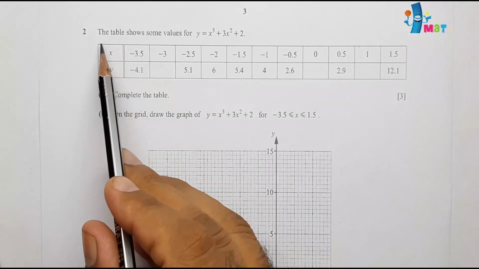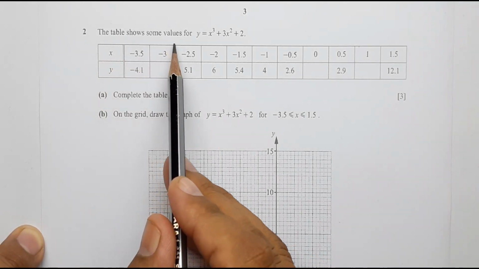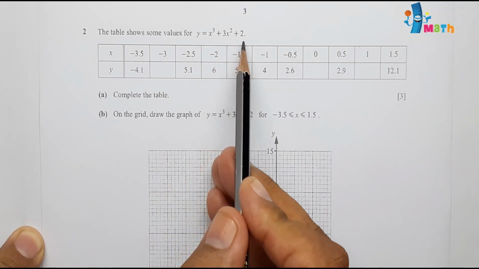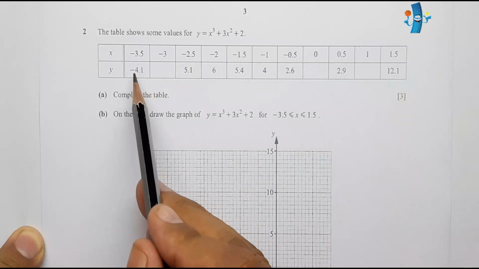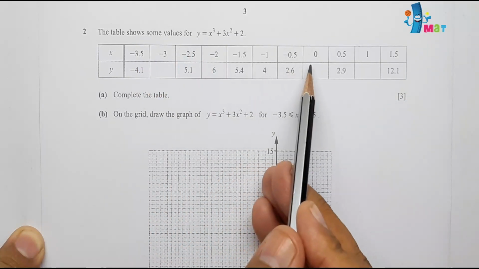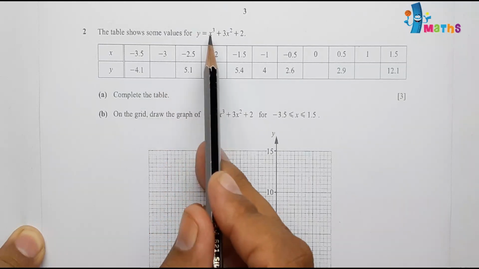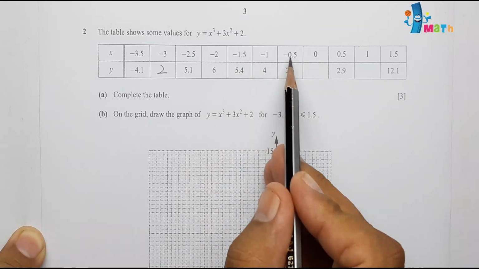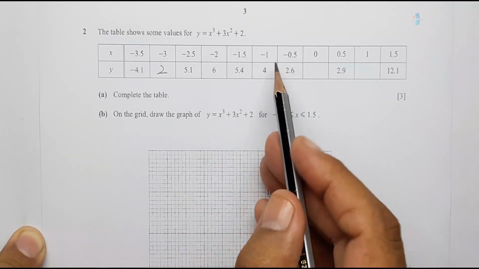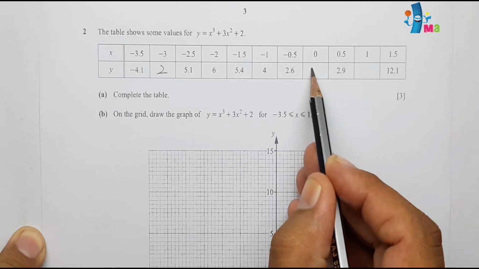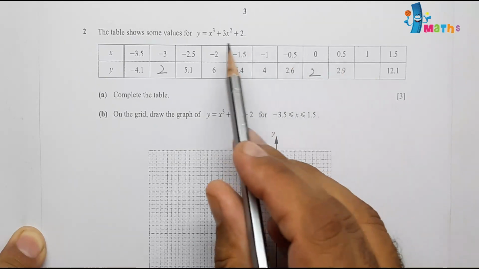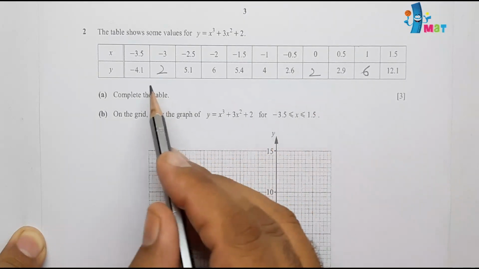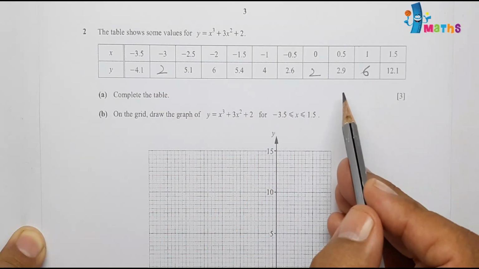Question number 2. The table shows some values for y is equal to x cube plus 3x square plus 2. This is the table given. We have to replace these values and complete the table. For these values, if we replace minus 3 in this equation, we will get 2. Similarly, if we replace 0, we will get 2. And again, if we replace 1 in this one, we will get 6. So these are three values which we have to fill in this table.